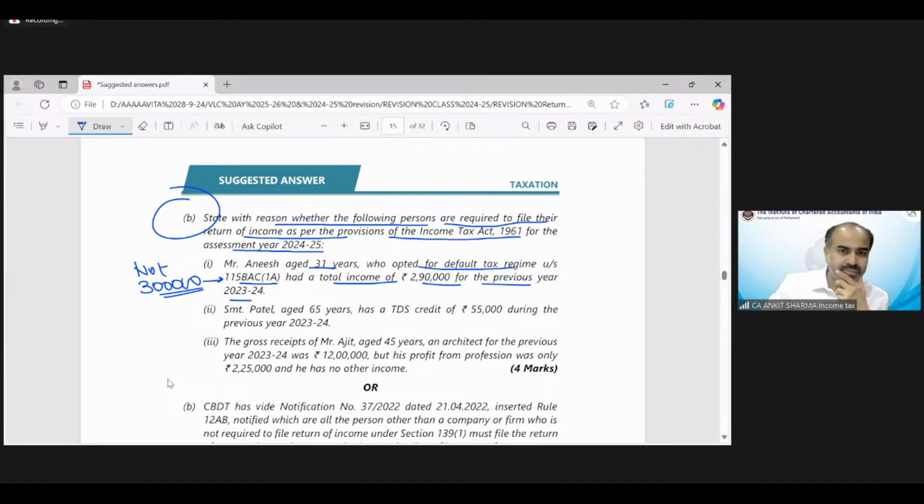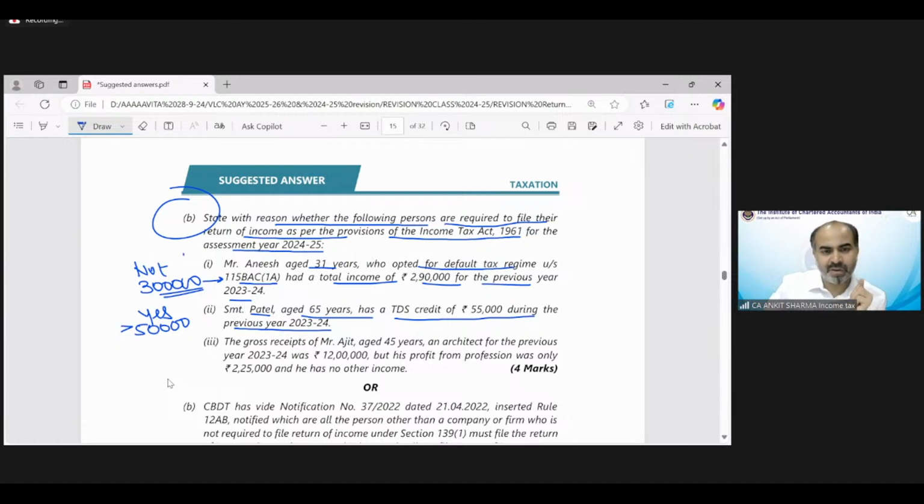Now, second one. Shrimati Patel, age 65 years, has a TDS credit of 55,000 during the previous year 23-24. Arun is saying required. Komal Preet is saying required to file. What is the limit? Till what limit we need not file return in case of senior citizen up to a certain amount of TDS credit? Yes, the correct amount is 50,000. Now it is 55,000. So of course, Shrimati Patel needs to file ITR because TDS credit is more than 50,000. You will get full marks in this.